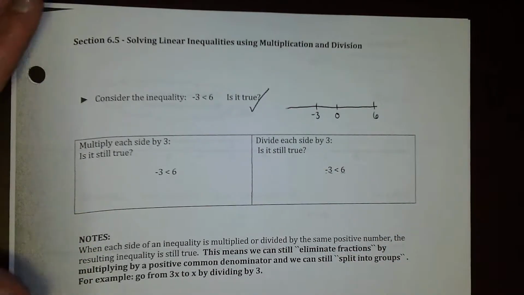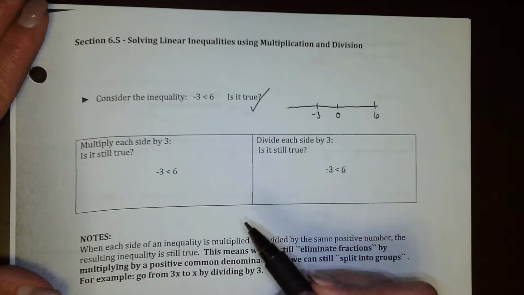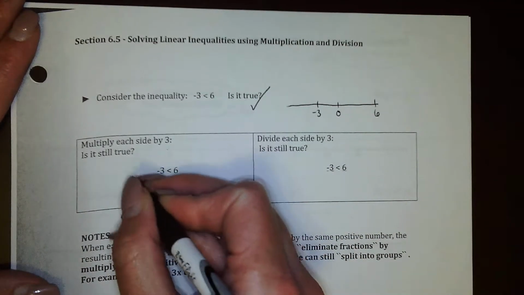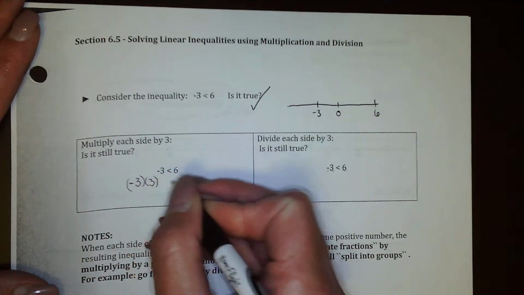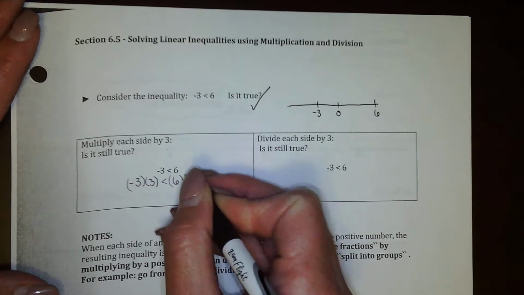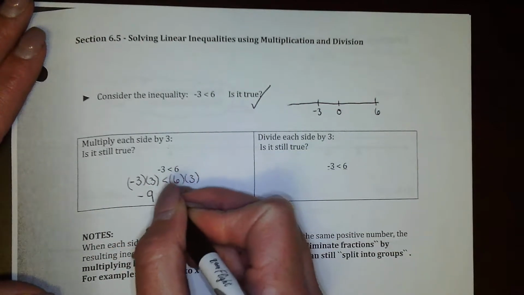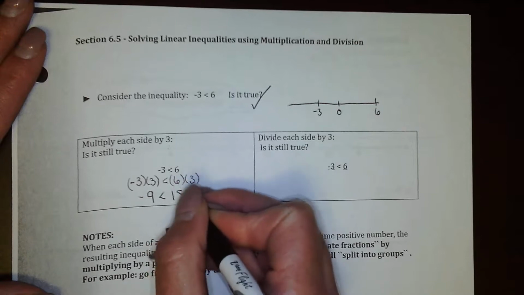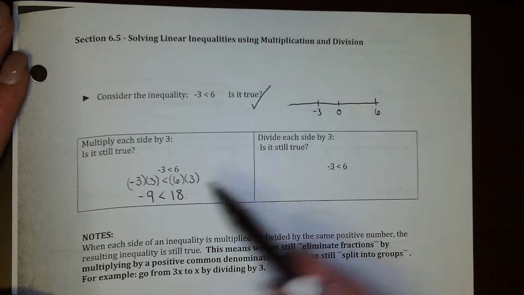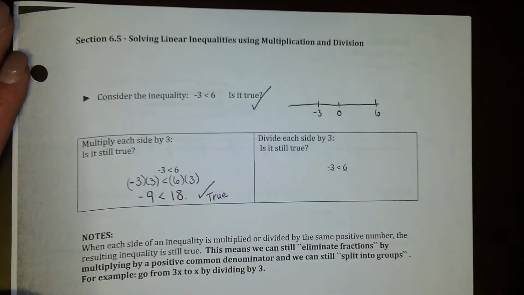So that is true. Now, if I multiply both sides by 3, like this question is asking me to, I go -3 times 3 and 6 times 3, and what that equals is -9 and 18. Well, that is still true. -9 is still less than 18. True statement, right?